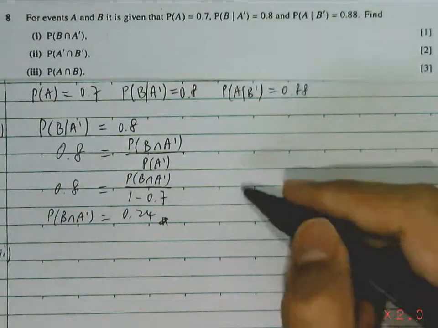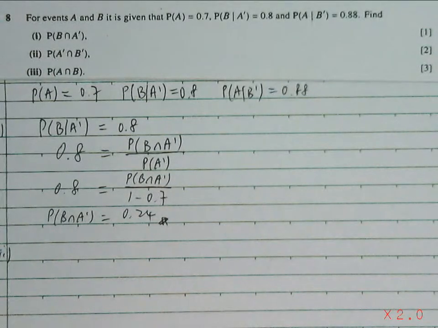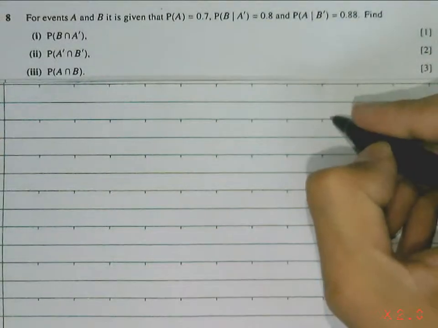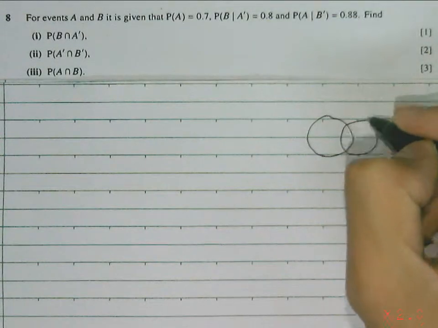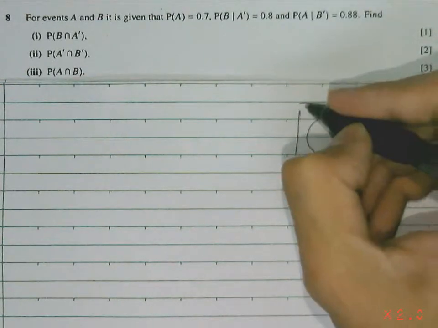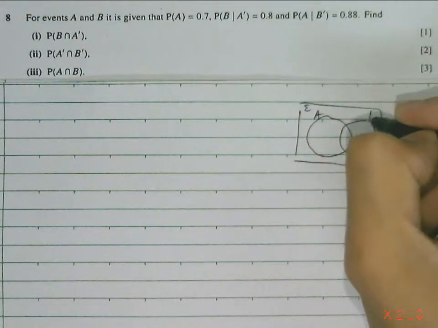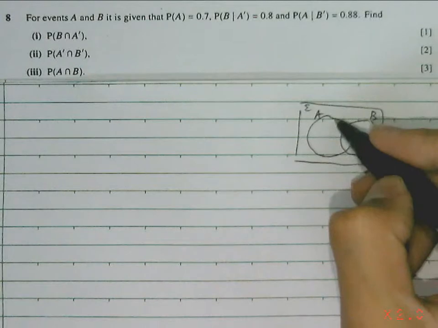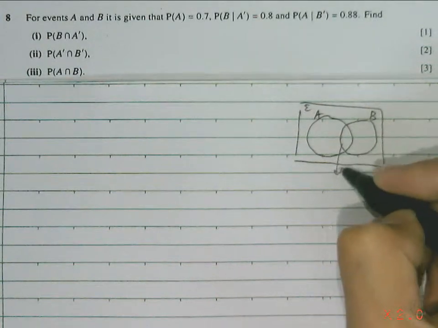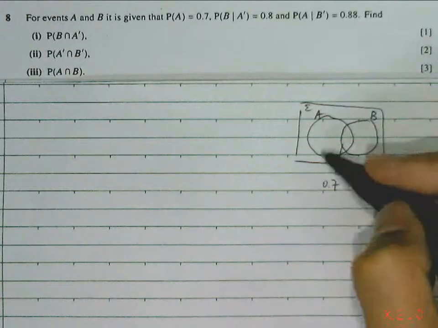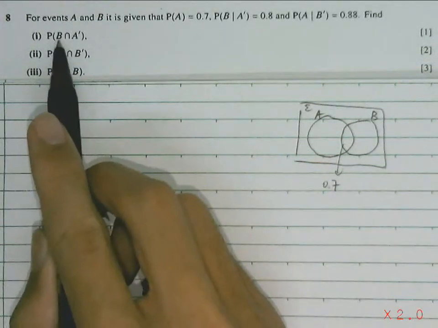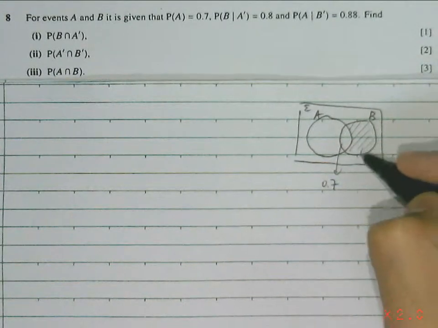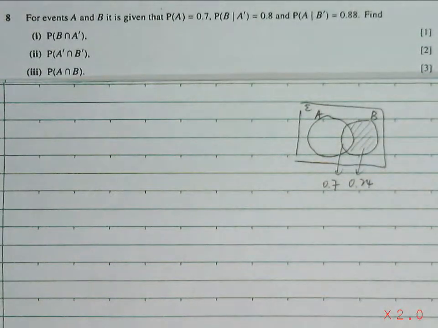We are looking for this part, we'll have to draw out a bit. This is also a good method to solve probability questions, by drawing out a rough sketch of a Venn diagram. So if we have set A and set B here, since we know that the probability of A as a whole is 0.7, I'll just draw an arrow here, 0.7 for the entire A, and we found out that B intersect with A complement, which will be only this area. Alright, this we found out to be 0.24 earlier.